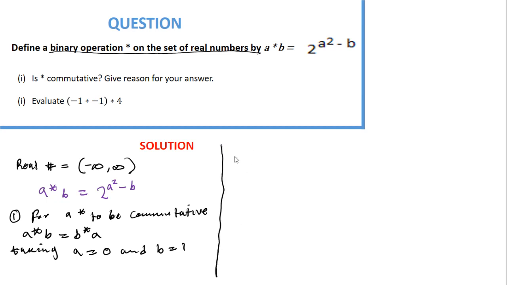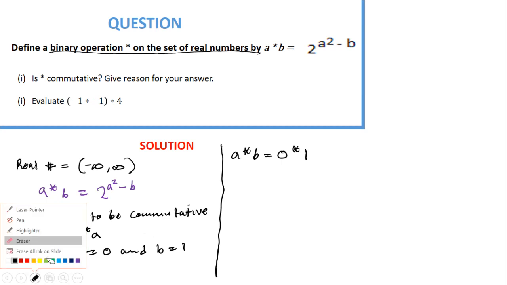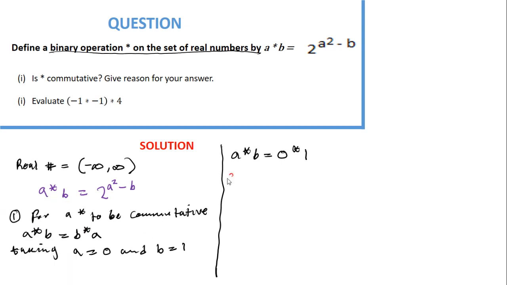So I'm going to have a star b is simply equal to 0 star 1. My eye should be on this. We have been given the formula, so I'll utilize it. The formula is a star b is simply equal to 2 to the power a squared minus b. This is where your eye should be.